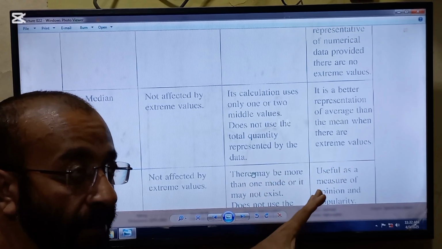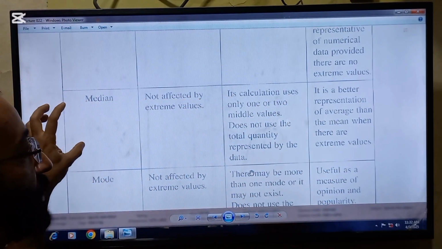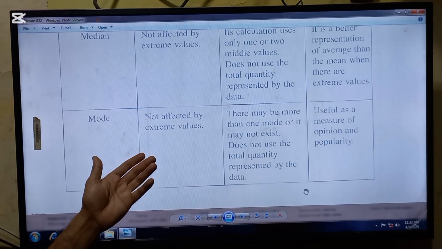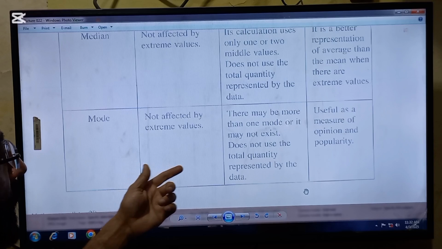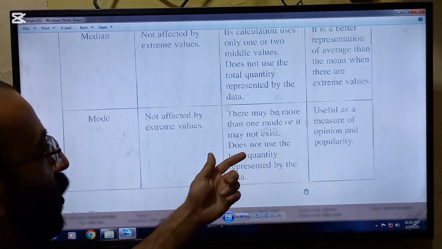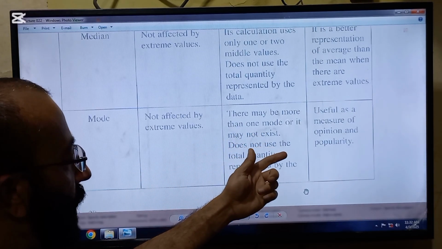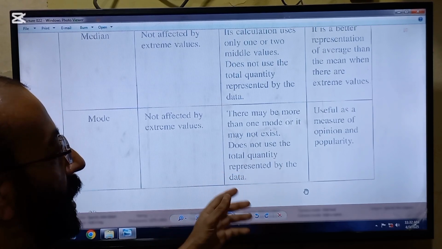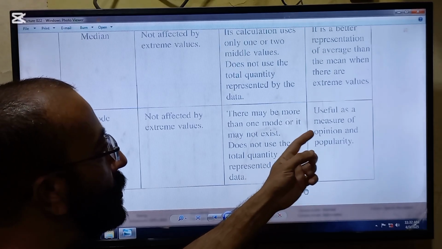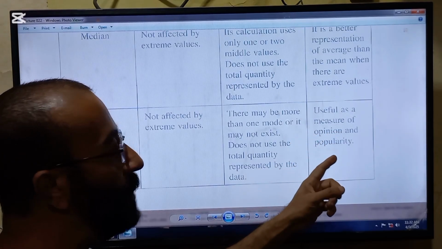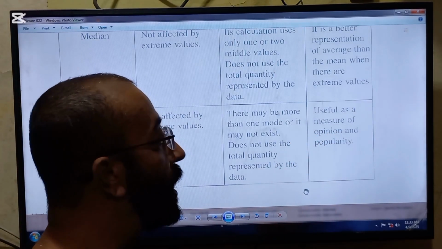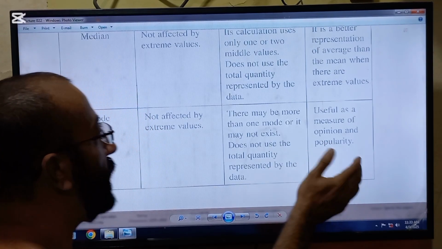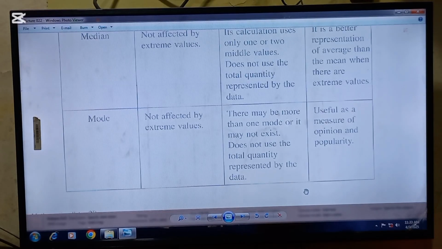So if there are extreme values, this will be the best measure of central tendency. And about the mode, the advantage is that it is not affected by the extreme values. Disadvantages: there may be more than one mode or it may not exist at all, and it does not use the total quantity represented by the data. It is useful as a measure of opinion and popularity. So if you are discussing opinion and popularity, this will be the best measure of central tendency.